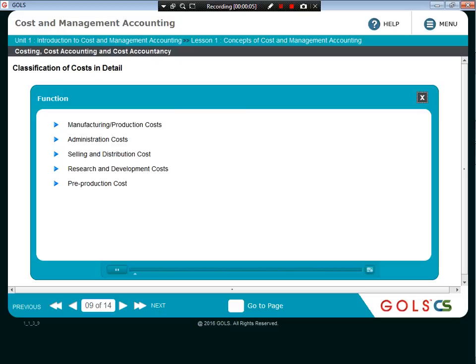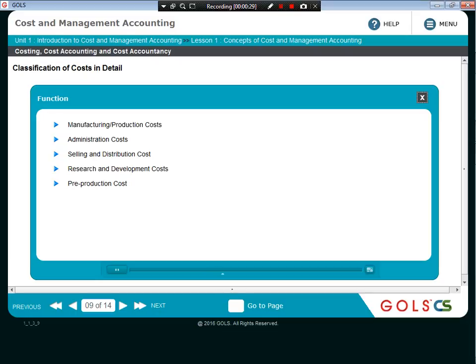Further classification is on the basis of the function, a functional classification of a cost. On the basis of functional classification, we can classify the cost which is associated with the manufacturing or production, which is associated with the administration function, which is related to the selling and distribution function, which is related to the research and development, and which is related to the pre-production. These are the different functions.